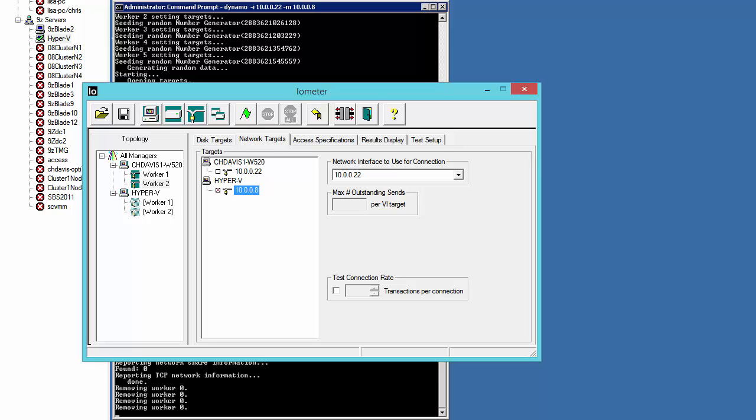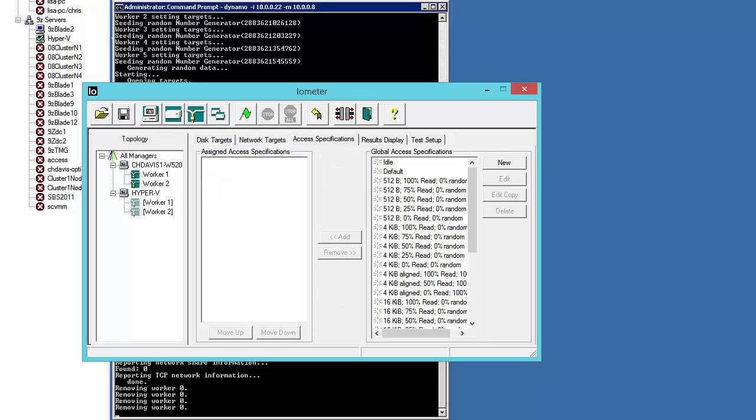And so then we need to create some access specifications. Disk counters won't do you a whole heck of a lot of good. So what we need is to actually go create one that is good for network testing. And let me grab that real quick.